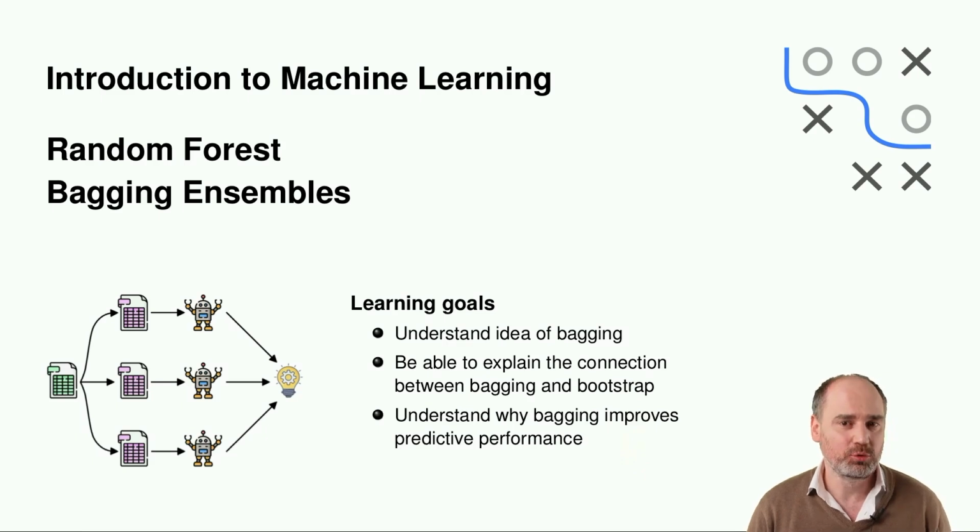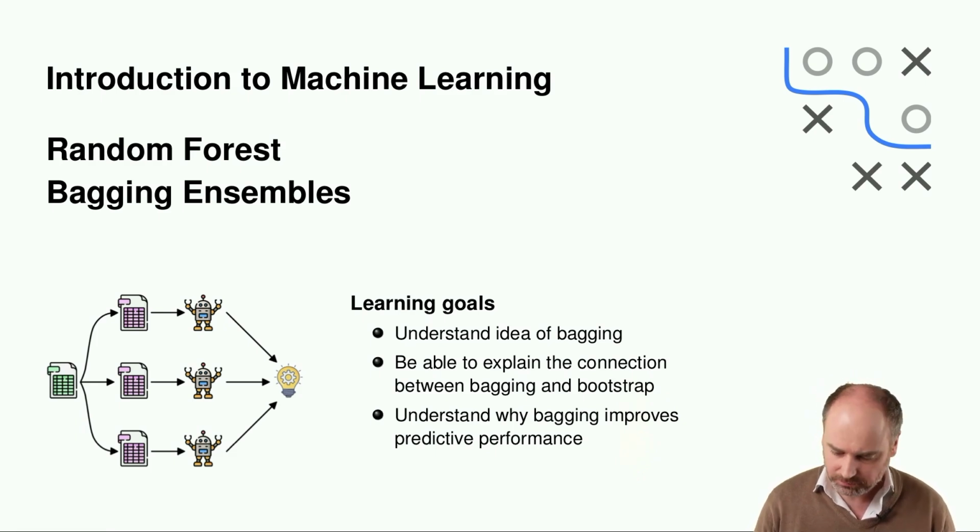So bagging is for bootstrap aggregation, and it's a preliminary version of the random forest, but can be applied to any type of machine learning model. So we'll discuss the basic idea of bagging here in this session, then explain that it's based on bootstrapping. I guess that's already in the name. And then we'll also try to understand a bit more why this actually improves predictive performance, especially if we apply bagging on top of somewhat random, unstable learning algorithms.